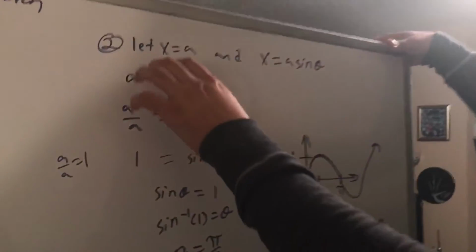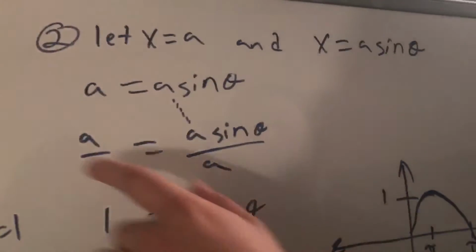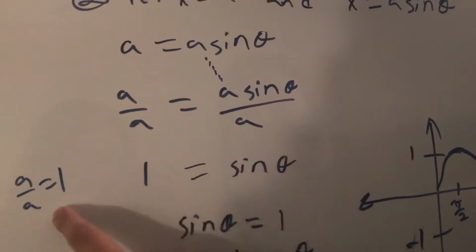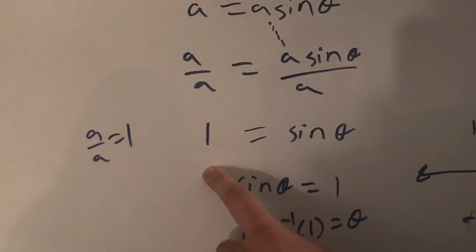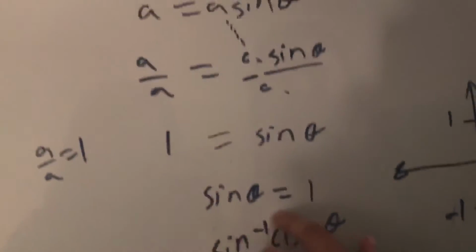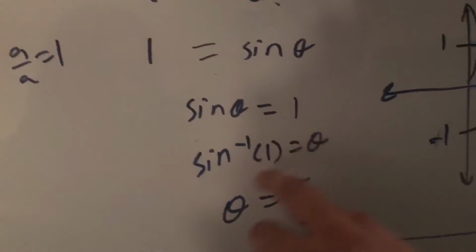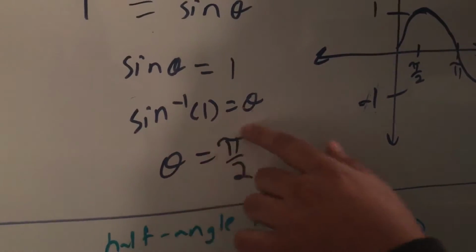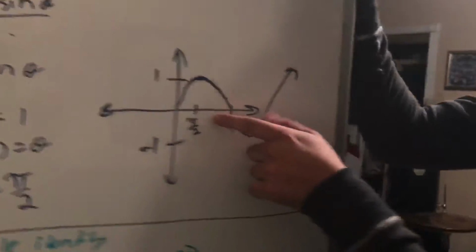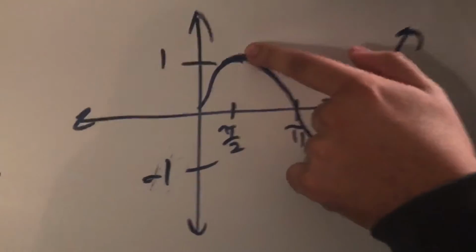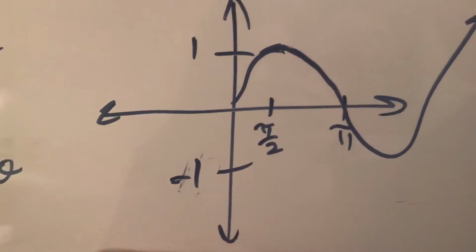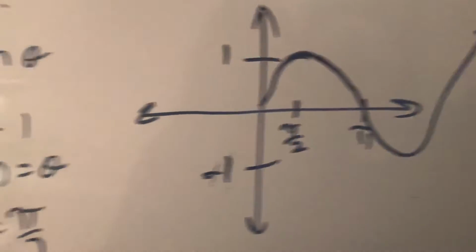Let's do it again. Now we'll let x is equal to a. Same idea. Now we're going to divide by a on both sides. This is going to give us a 1. So now we have 1 is equal to sine of theta since these a's cancel out. So sine of theta is equal to 1. The inverse sine of 1 is equal to theta, right? If we go to the graph of sine, go to pi over 2, it's equal to 1. So then our theta is equal to pi over 2. Now let's plug that in.